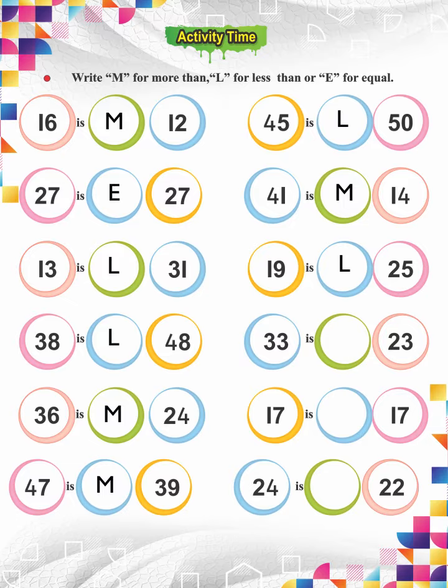33 is more than 23. 17 is equal to 17. 24 is more than 22.